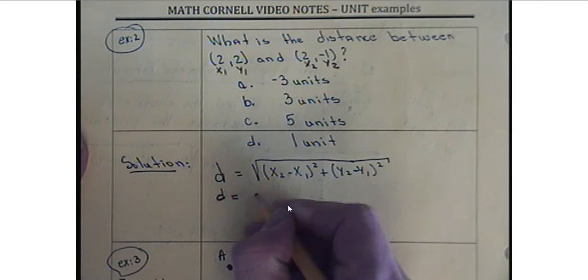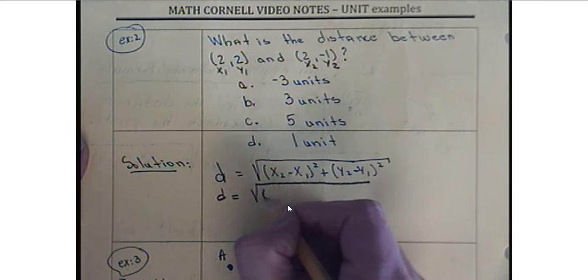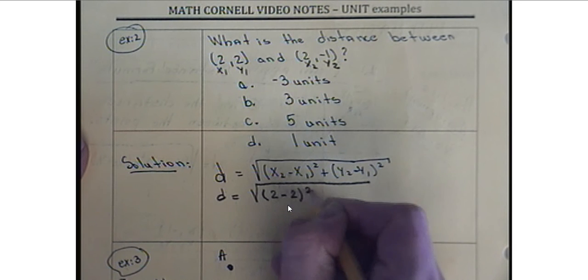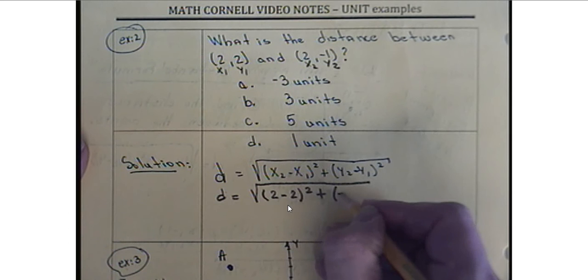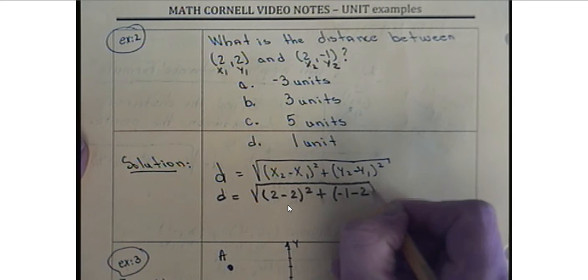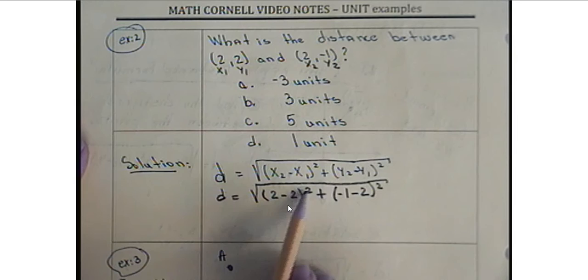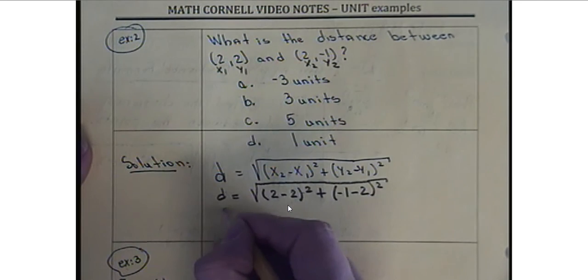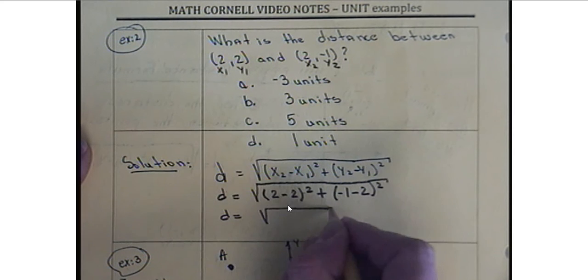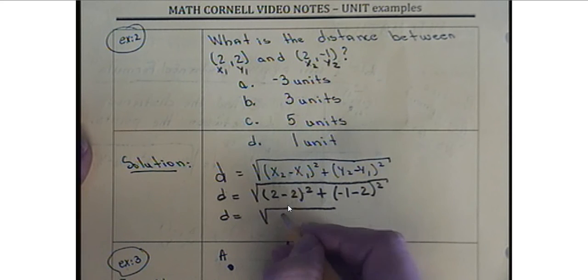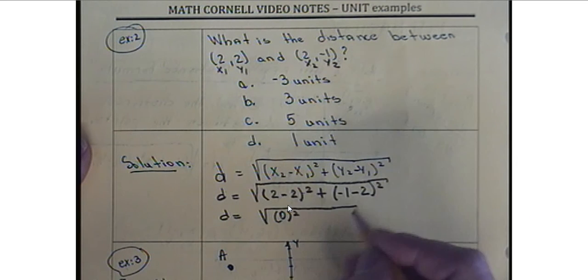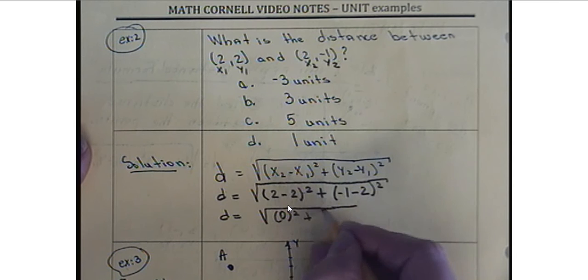Once you label correctly your points, then you're gonna go ahead and substitute into the formula. So D equals square root of x2 is 2 minus x1 is 2 to the second plus y2 is -1 minus 2 to the second. Don't forget to the second power for each one of the parentheses. So the distance is equal to, what is 2 minus 2? Well, 2 minus 2 is 0. 0 to the second power will be 0, but let's write down everything. Then plus negative 1 minus 2 is negative 3 to the second power.